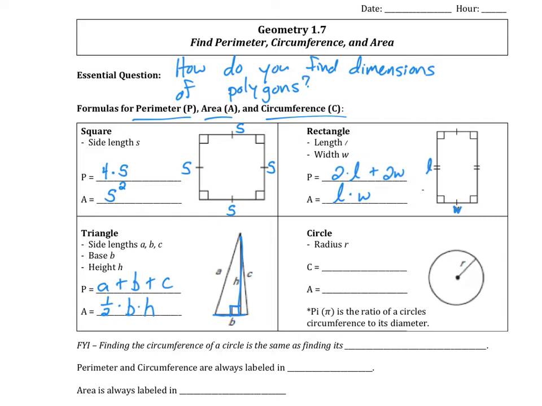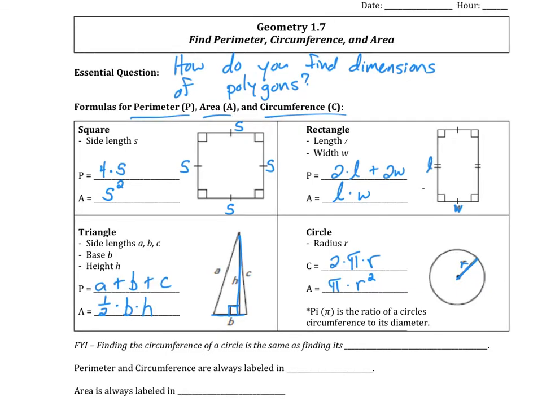Okay, and then the last shape we're going to talk about is the circle. The circle doesn't have a perimeter. It has what's called the circumference, which is basically the perimeter of a circle. And we use what's called the radius to find these things. The radius is the distance from the center to the outside of the circle. So the circumference is 2 times pi times r. And the area is pi times r squared. Below there it says that pi is the ratio of a circle's circumference to its diameter, which isn't really all that important right now. We're just going to work on using the formulas.